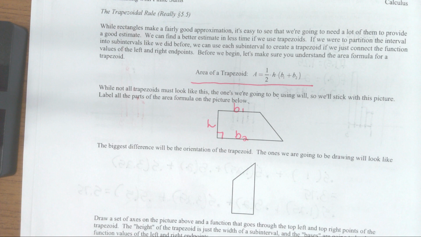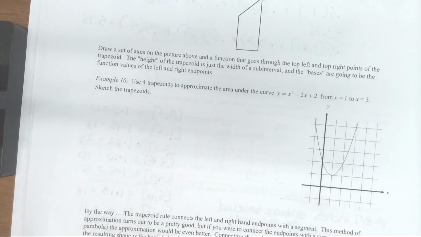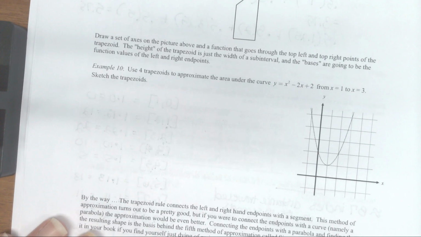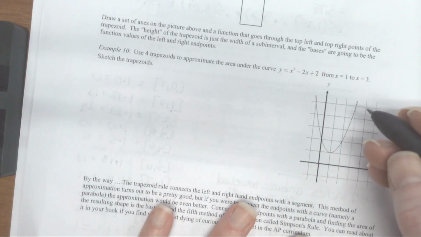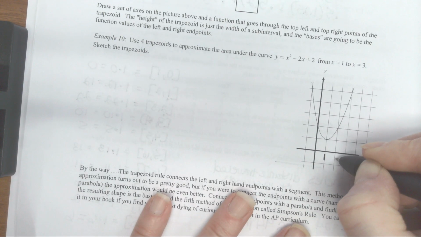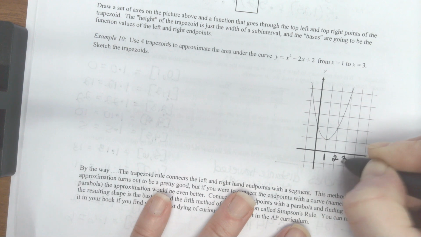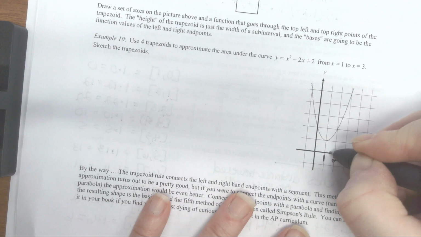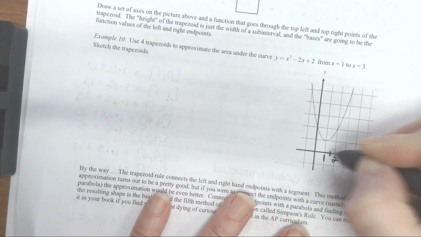All right, so we are going to use 4 trapezoids from 1 to 3. So this is what I was just doing here. Here's 1, 2, and 3. We're going to cut those each also in half really, really carefully.